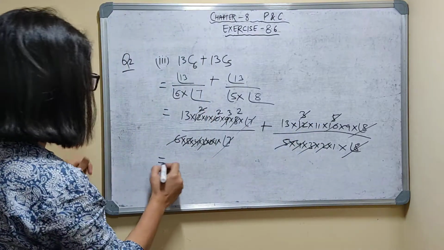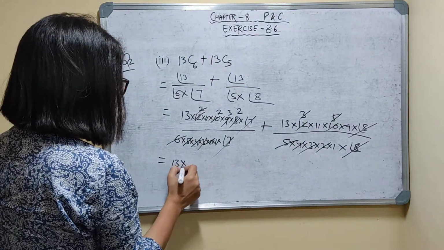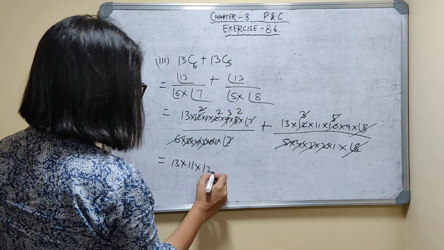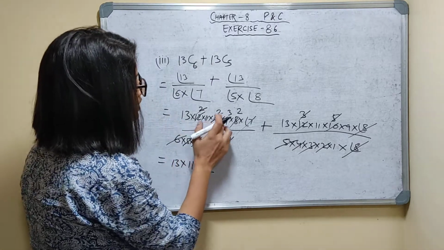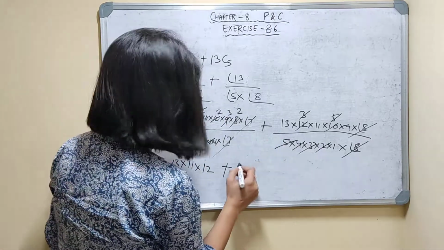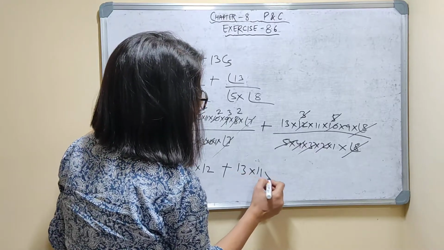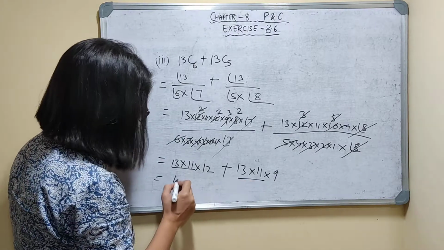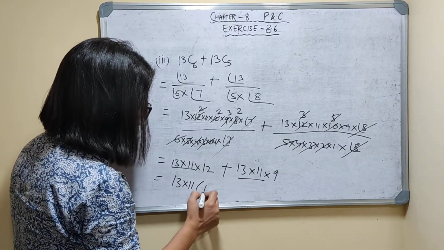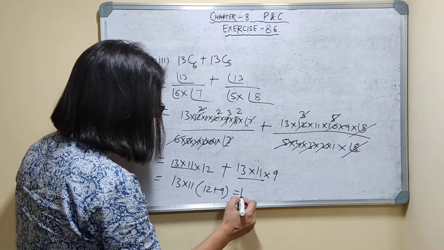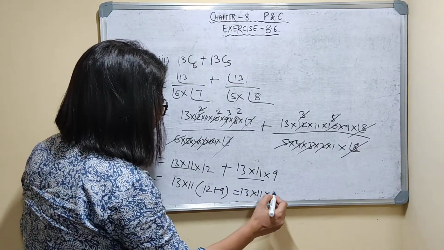So now what is that? 13 into 11 into 2 threes are 6, 6 twos are 12. 13 into 11 into 12 plus here 13 into 11 into 9. 13 into 11 common. 12 plus 9, how much will come? 21. So 13 into 11 into 21.